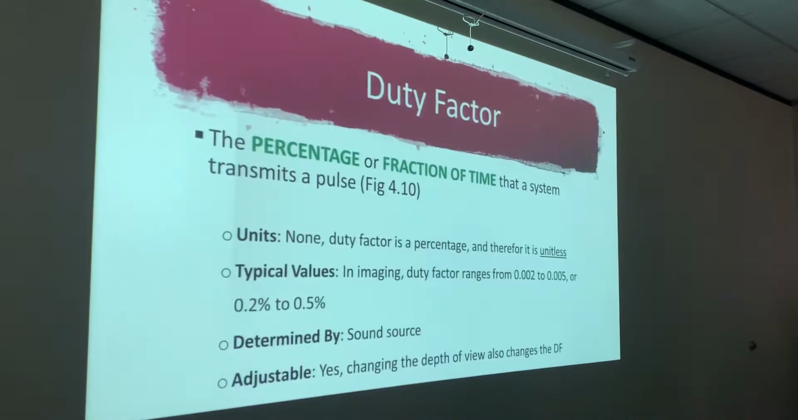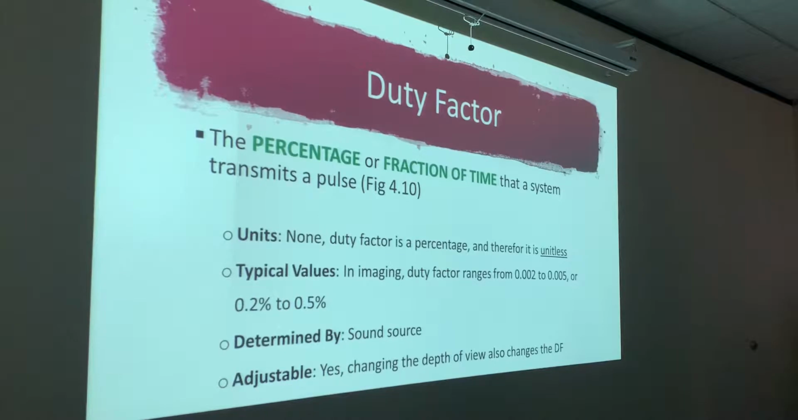All right. We're open, guys, up to this point. Pulse duration, spatial pulse length, pulse repetition period, pulse repetition frequency. Okay. We good, Mike? No questions? Do you have a question? Okay.